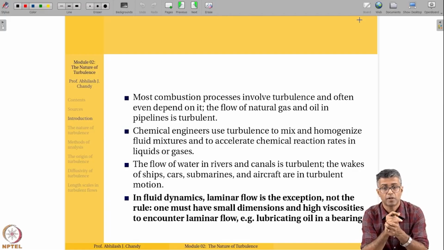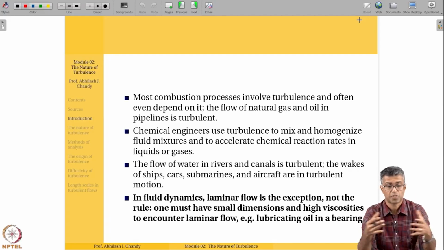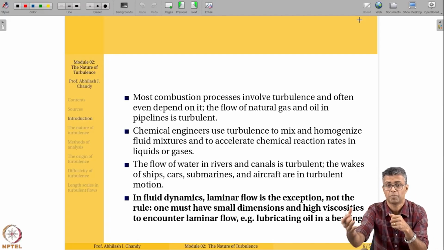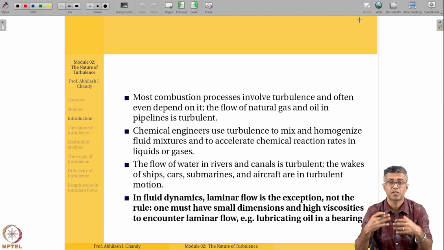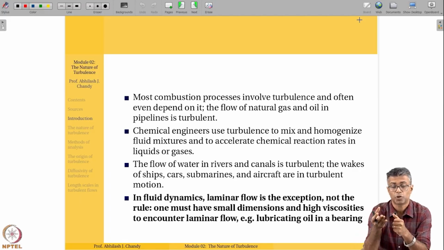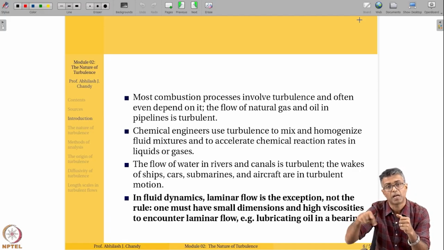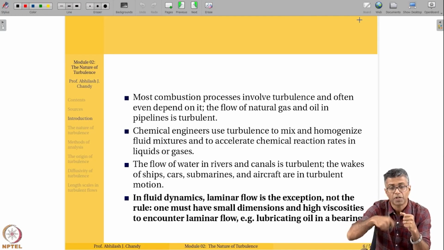Another example in engineering, chemical engineers use turbulence to mix inhomogeneous fluid mixtures. Let's say they are mixing two different kinds of fluids for a chemical process. They want it to mix in a turbulent manner. I talked about a simple household example in the previous module, where I talked about mixing milk with coffee. You want it to be turbulent.